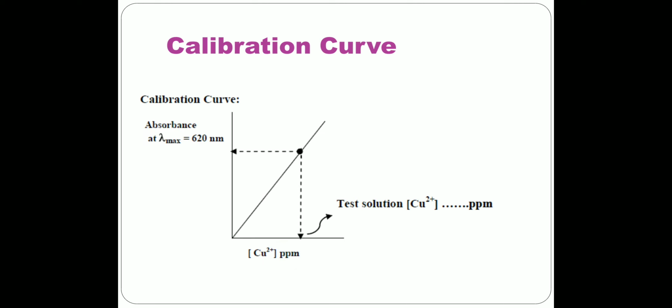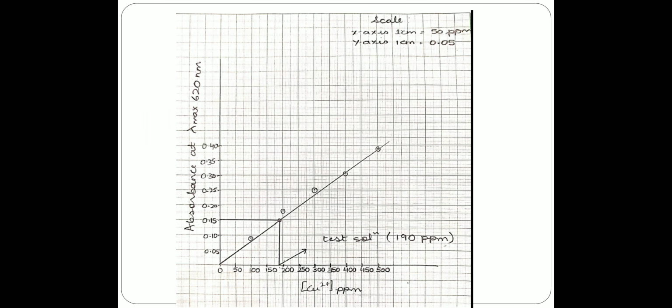Afterwards, we need to plot a graph. The graph is known as a calibration curve. On the x-axis, we have taken the concentration of the copper ions in ppm. And on the y-axis, we have taken the absorbance at the lambda max of 620 nanometers. For plotting a graph, we need to choose a suitable scale on the x-axis and the y-axis. If you remember, on the x-axis we have taken the concentration 0, 50, 100 and so on up till 500 ppm, and on the y-axis we have chosen a scale of 0.05 to 0.40.